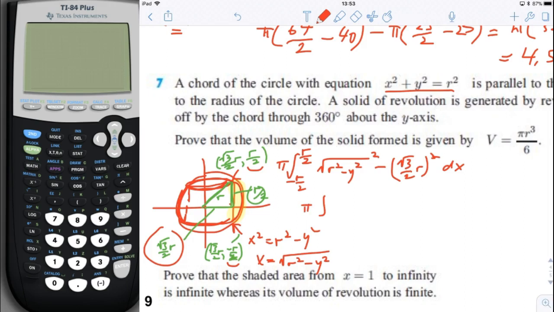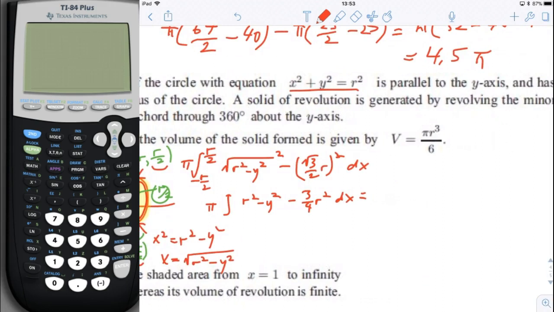So first, simplifying, I'm not going to write the limits of integration because we can already see that. When we square the square root, we'll just get r squared minus y squared. When we square the square root of 3 over 2r, we'll get a nicer looking expression. It'll be 3/4 r squared. And now we'll take the integral. Remember, r squared is just a number. We just don't know what r is.